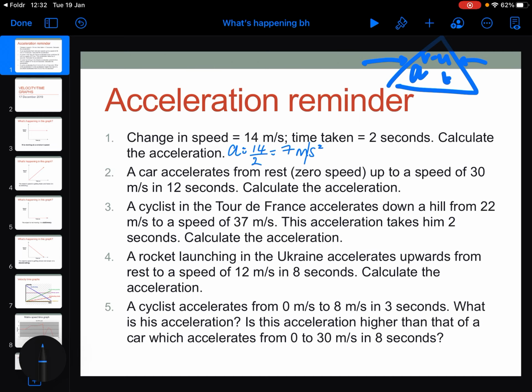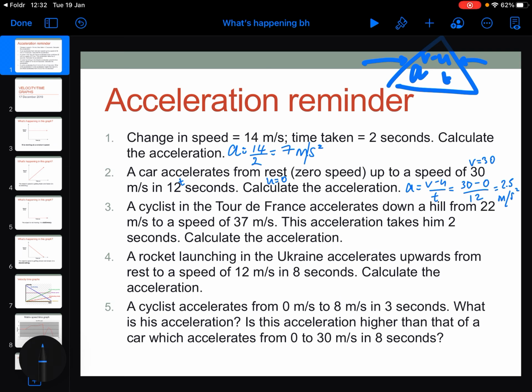Number two, a car accelerates from rest. So u equals 0. Up to a speed of 30 meters per second. So v equals 30 in 12 seconds. So that's time. Calculate the acceleration. So a is v take u over t. 30 take 0 over 12 equals 2.5 meters per second squared.